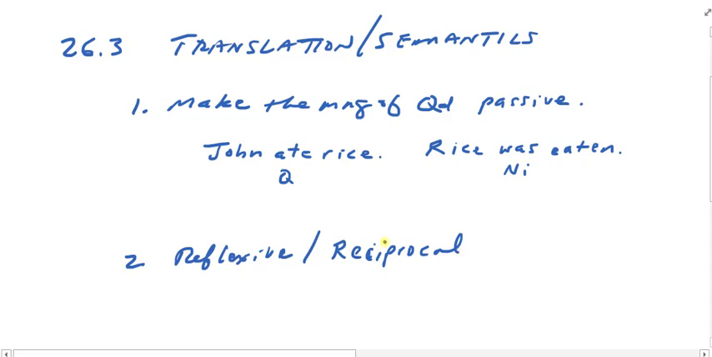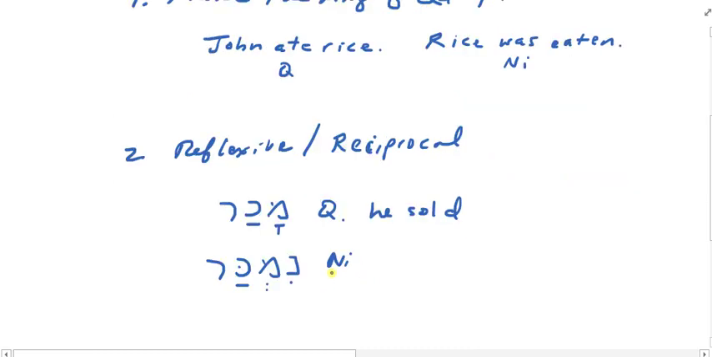Okay? So let's take a look at a couple of possibilities here. Okay, so makar, Qal perfect 3ms, he sold. Nimkar, that's a Niphal perfect 3ms. There's actually a couple of possibilities, okay? Could this be passive? Just merely a passive idea? The answer is yes. So I could translate this as he was sold, right?